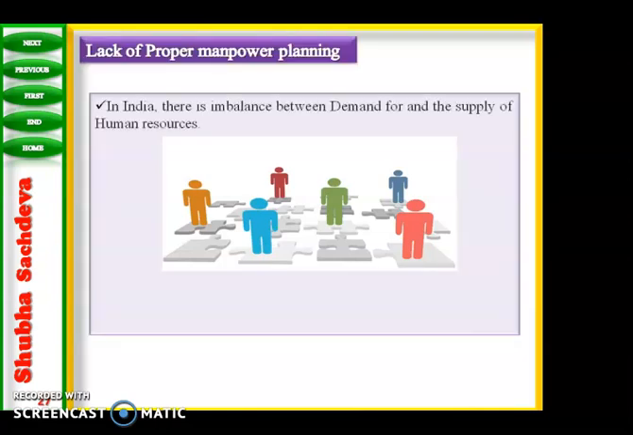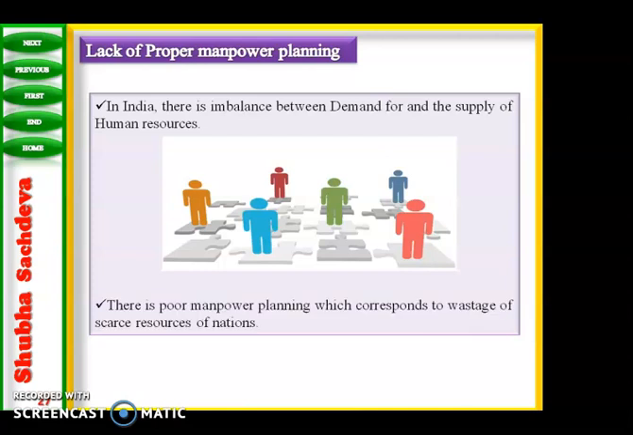Lack of proper manpower planning. Manpower planning has also not been done properly, in the sense that where there was more demand for people, there was no supply, and people did not want to work there. Where supply is high, there is no demand, and people ask for work but it is not available. So in India there is an imbalance between the demand for and the supply of human resources. There is poor manpower planning, which corresponds to wastage of the scarce resources of the nation. Obviously, where people are needed they are not available, and our resources, which are always scarce, are wasted.